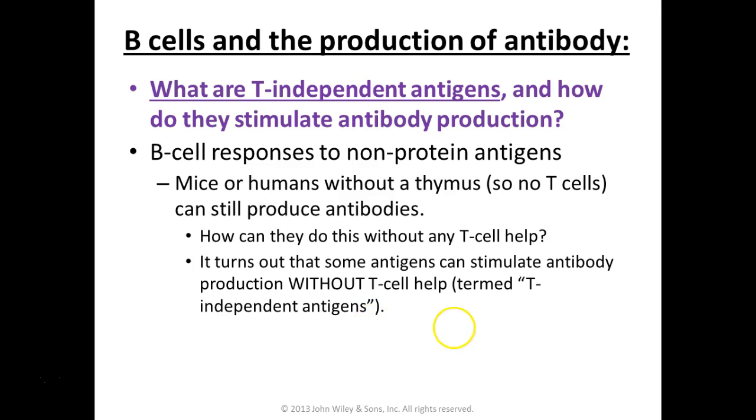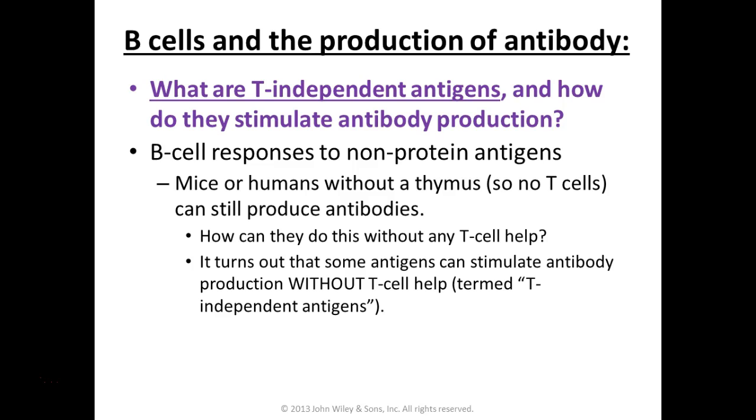Well, when they were studying mice, they found that, and even for some humans that don't contain a thymus, because remember, the thymus is what the T cells are named after, because that's where they mature and become helper T cells and cytotoxic T cells and know the difference between self and non-self. So if you don't have T cells to activate B cells, how is it that these humans or these mice are still producing antibodies? There must be an exception to the rule, right? And in fact, there is.